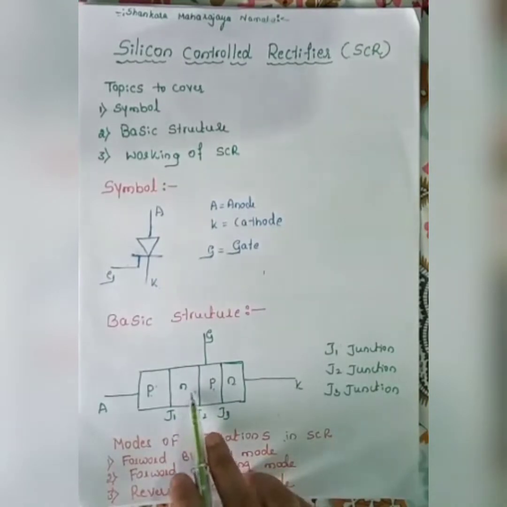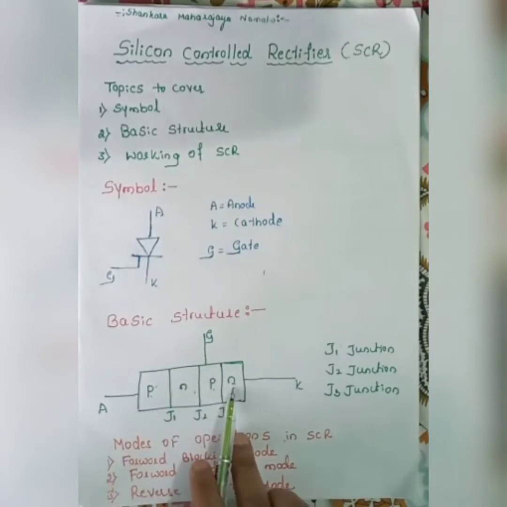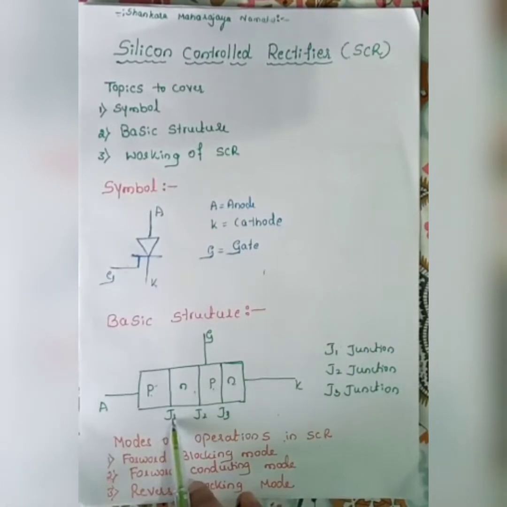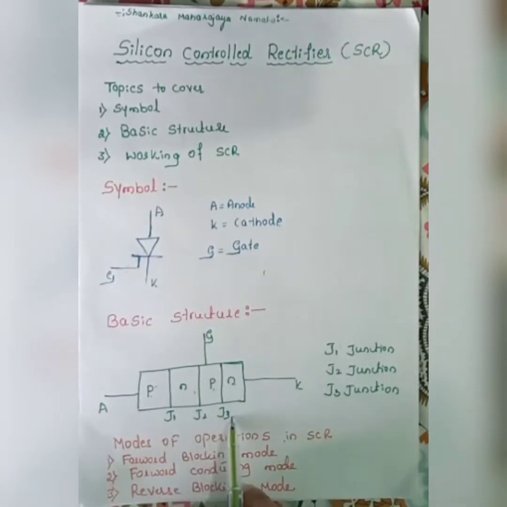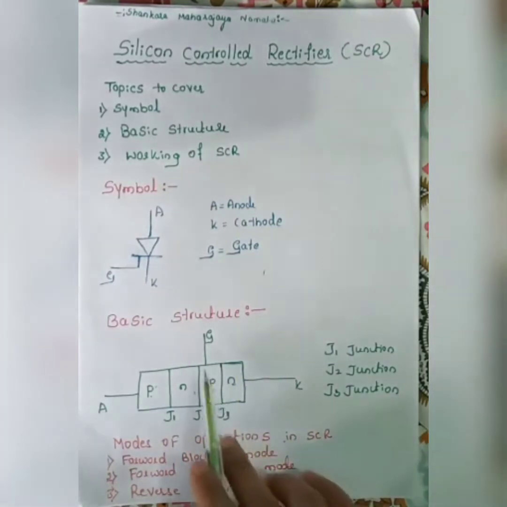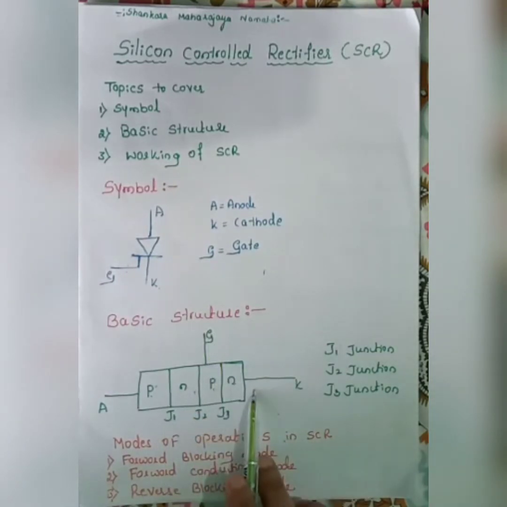In the basic structure of the SCR, the SCR is a four-layered semiconductor switching device. It has three junctions: junction J1, junction J2, junction J3. It has three external terminals, that is anode, cathode, and gate terminal. The gate terminal is taken out from the P layer near the cathode, and it is used to turn on the SCR by passing gate current from gate to cathode.